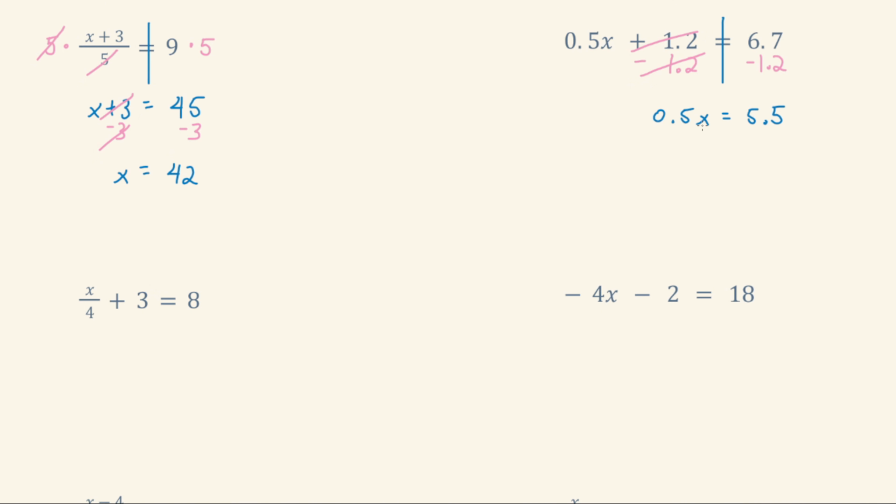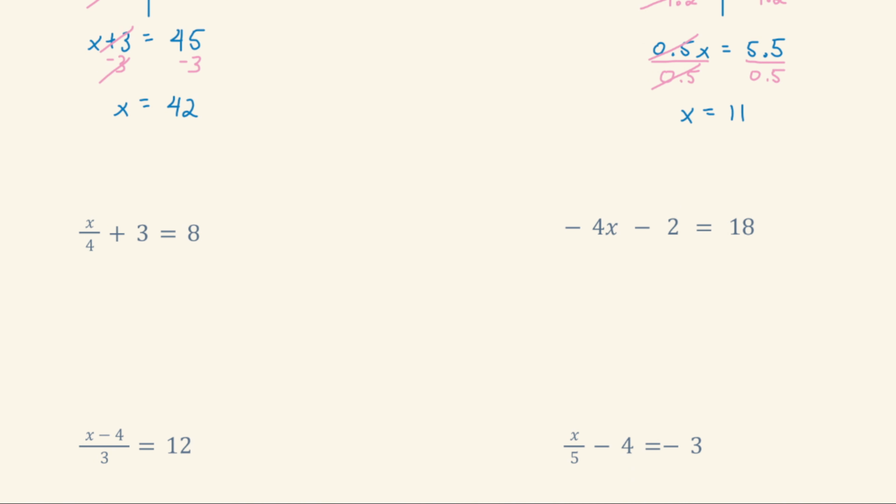Now, x is being multiplied by 0.5, so the opposite of multiplying is dividing. Oops, wrong color. Pink. There we go. Divide by 0.5. I also have to divide by 0.5 on that side, right? So these two cancel out, and I'm going to be left with x is equal to 11. Okay?